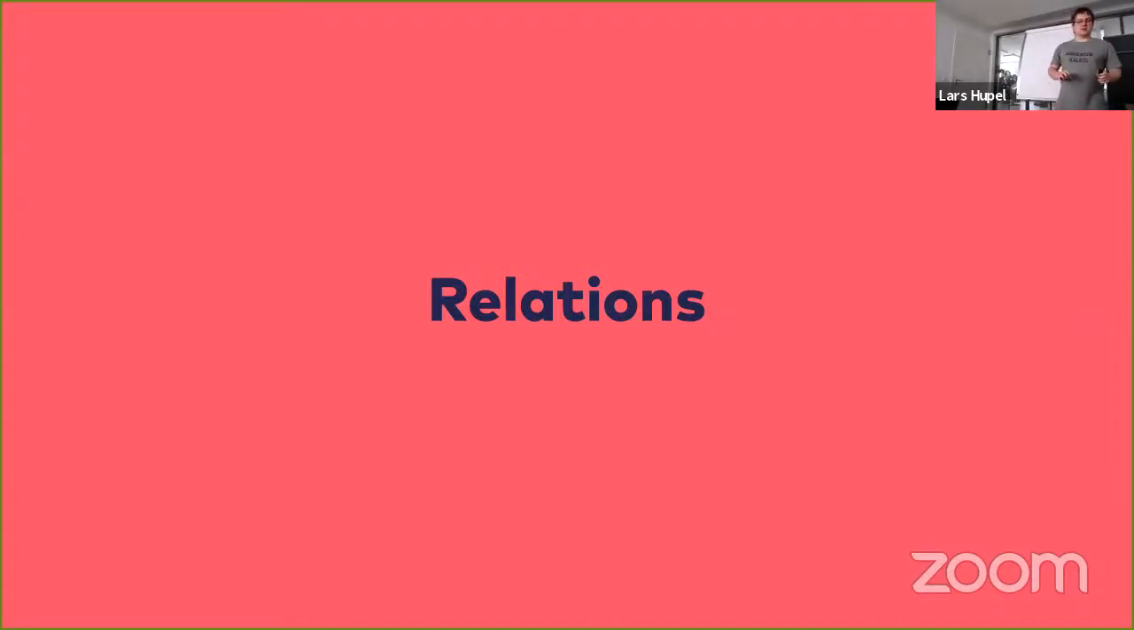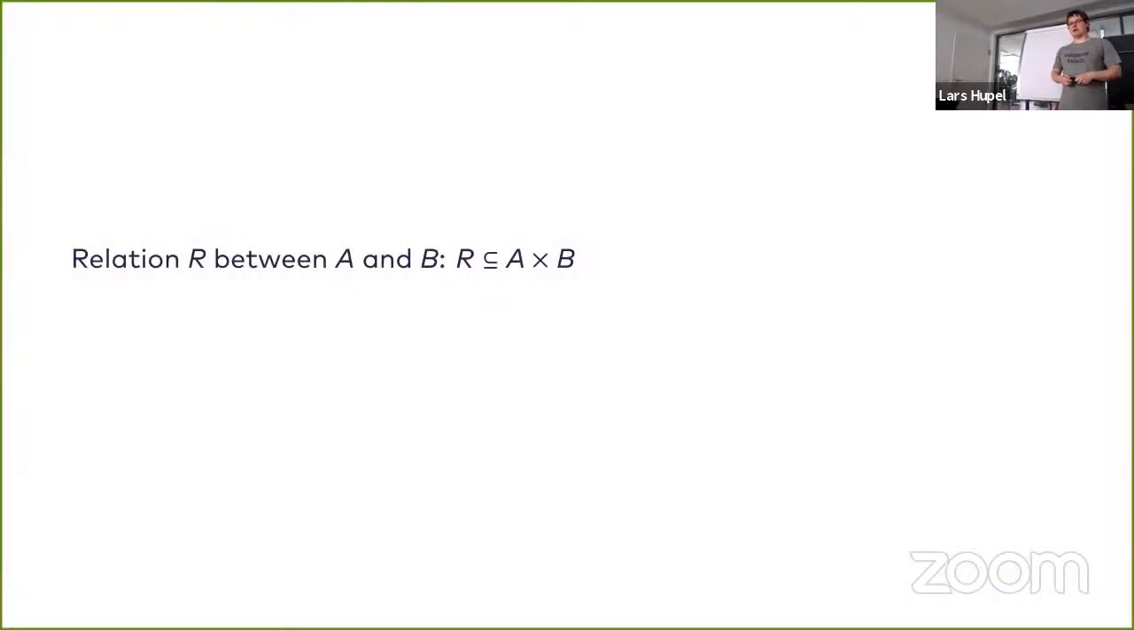A relation is also a set, and it's kind of a generalized function. So if we want to take a look at how two sets A and B relate to each other, we can write that as follows. We can write it as relation R, and relation R is always a subset of pairs of A and B.